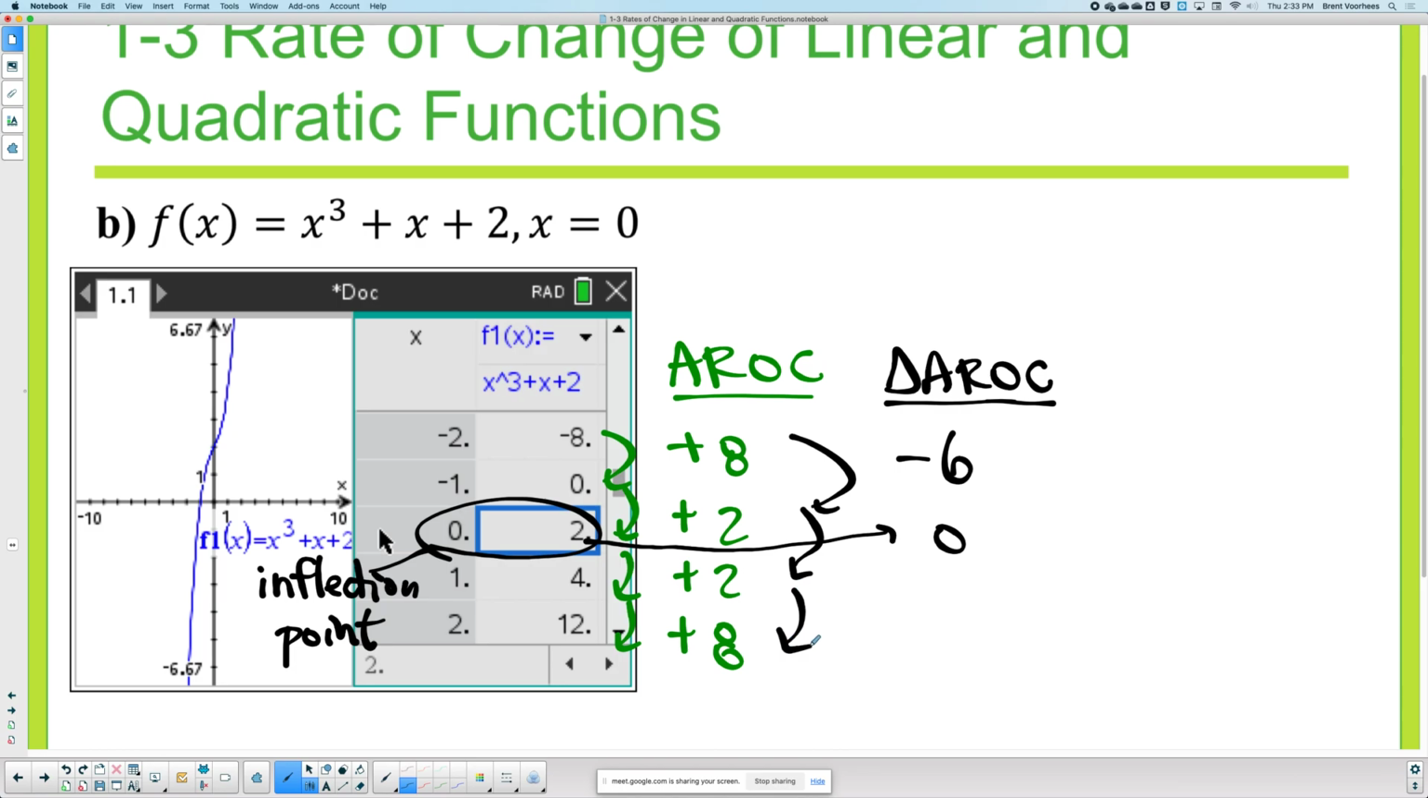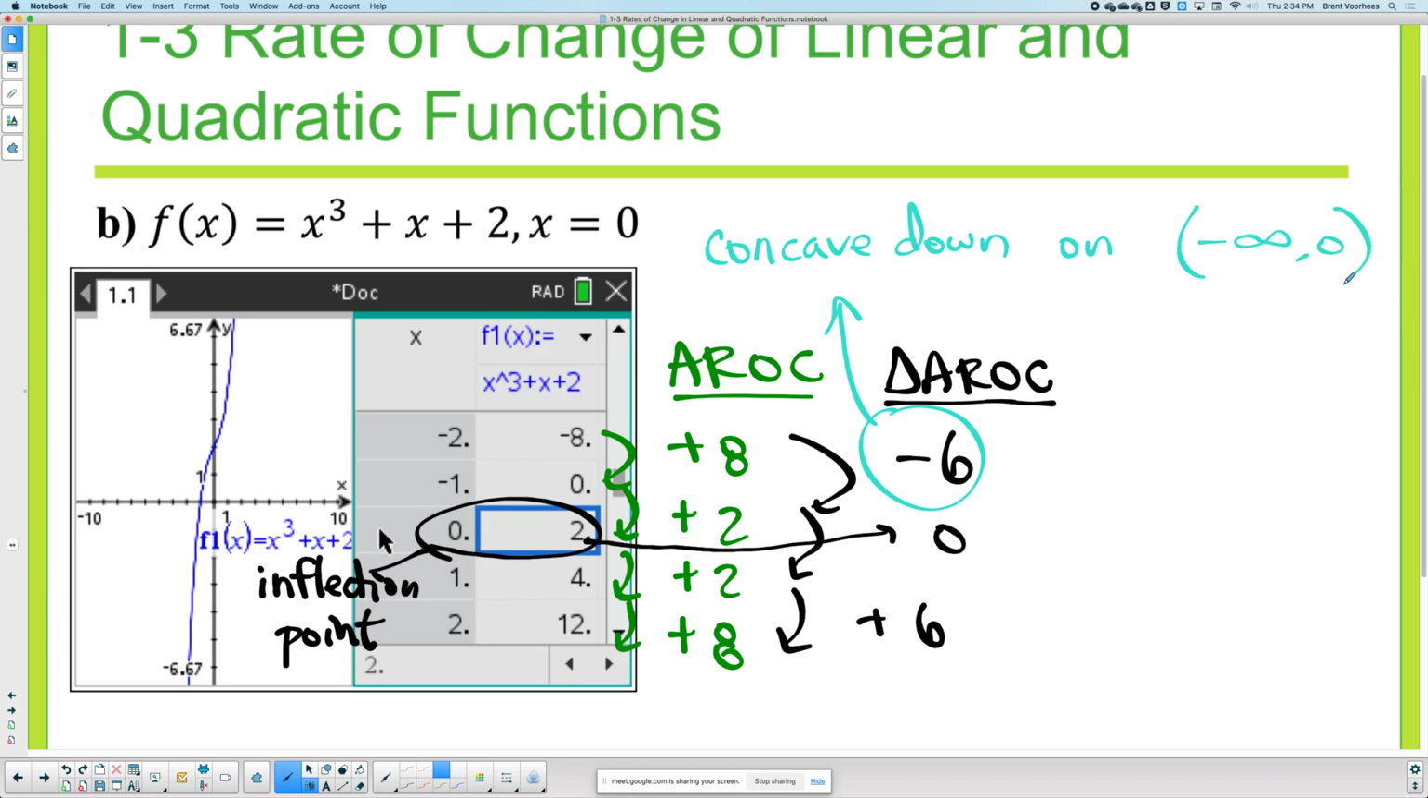Plus 6. Okay, what I need you to learn today is that if the change in the average rate of change is negative, like this, what does that mean? Concave down. So it's concave down up until we hit that 0, which is at 0. So from negative infinity until 0, the inflection point.